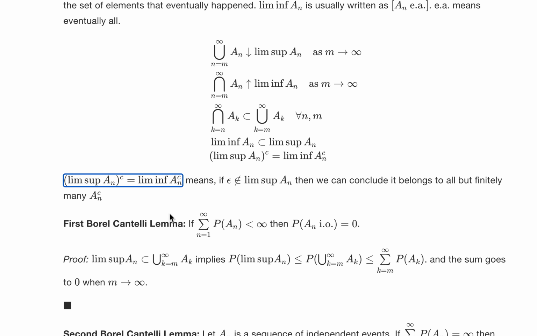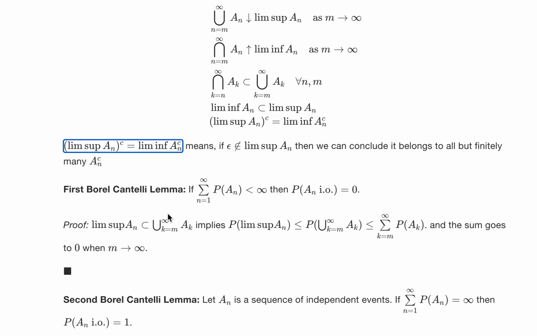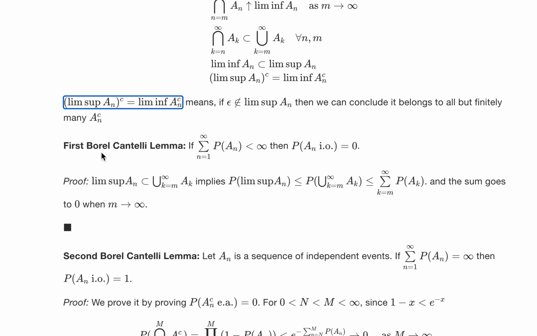So now we are ready to talk about our Borel-Cantelli lemma. The first Borel-Cantelli lemma is this. If the summation of the probability of A_n is finite, then the probability of A_n happening infinitely often is 0.